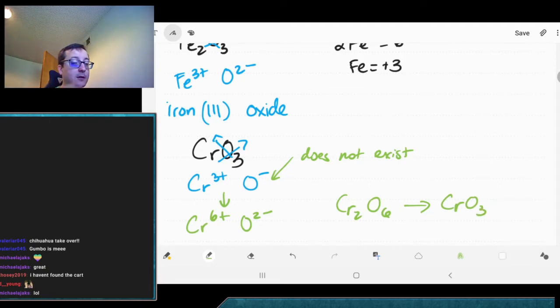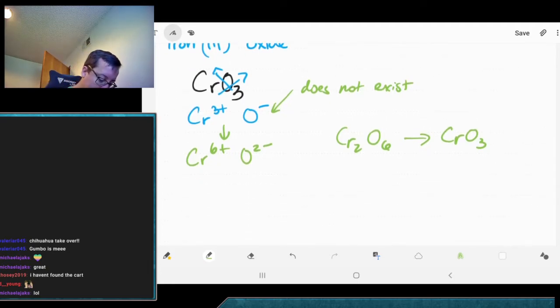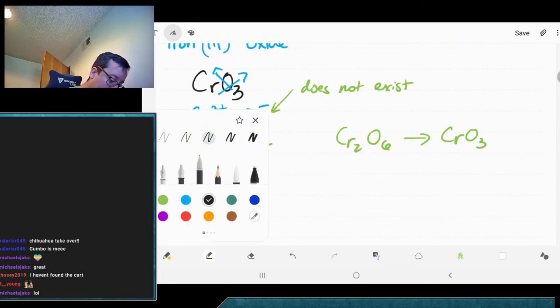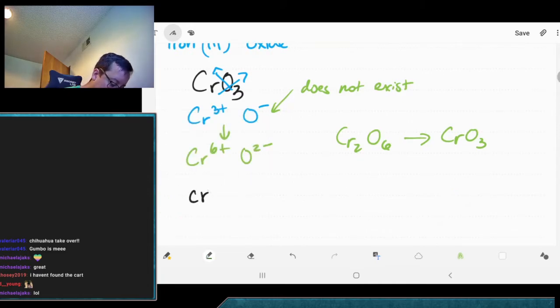So, again, both methods come with their set of drawbacks. Algebra takes a bit more time. Crisscross, you have to double check yourself. Right, make sure you're not getting ions that don't exist. So we can't have something with O minus. It has to be O2 minus. And so naming this compound, you'll get chromium 6. How do I spell chromium? There we go.